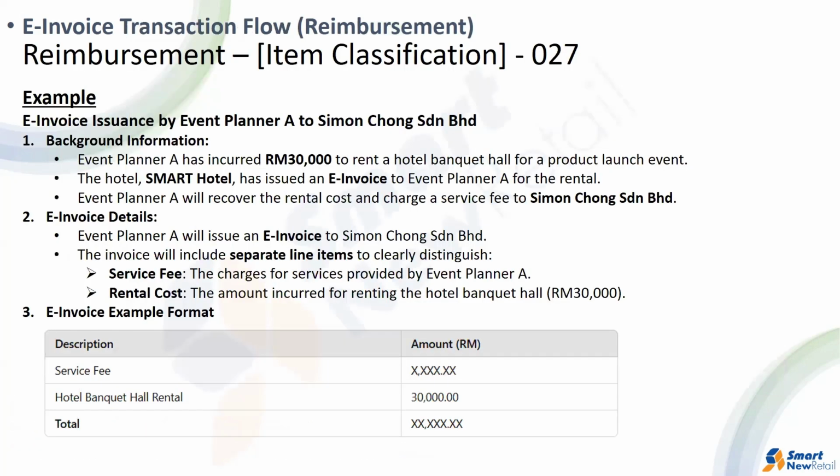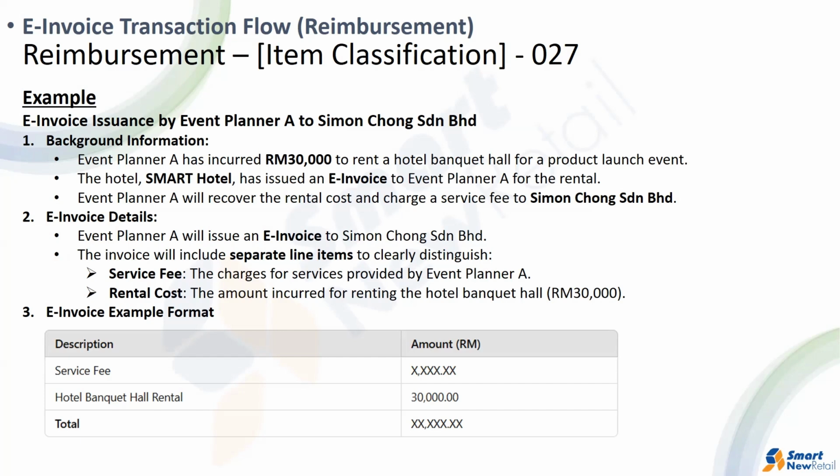So this is an example. An e-invoice issued by event planner to Simon. Event planner A incurred 30,000 to rent a hotel banquet hall for a product launch event. The hotel issued an e-invoice to event planner A for the rental. So event planner A will recover the rental cost and charge a service fee to Simon.